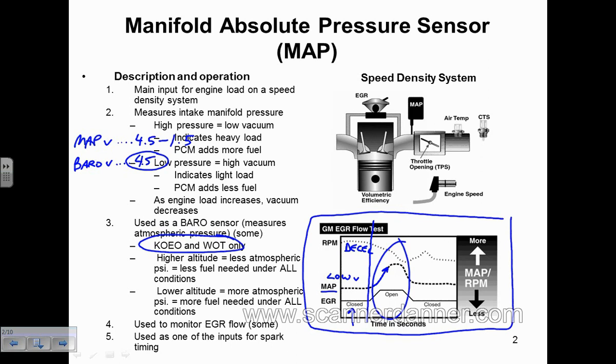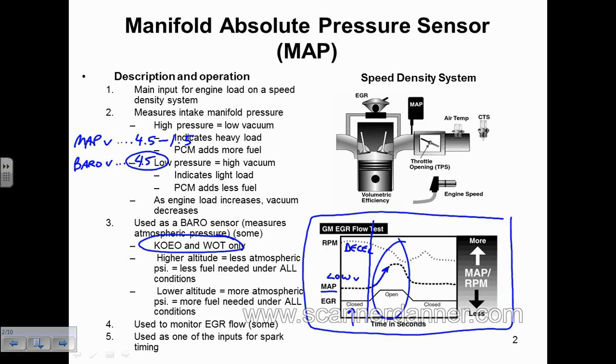And then number 5 on the list would be, of course, spark timing. Spark timing is a factor that closely follows the fuel map. If you've ever seen a fuel map or a spark map, they're pretty elaborate. And spark timing would be a factor in here too. So it's the main input for engine load, a big-time factor with fuel delivery, right? This MAP sensor is. If you have any kind of drivability problem, you really want to focus on what this MAP sensor does, in particular on a speed density engine.